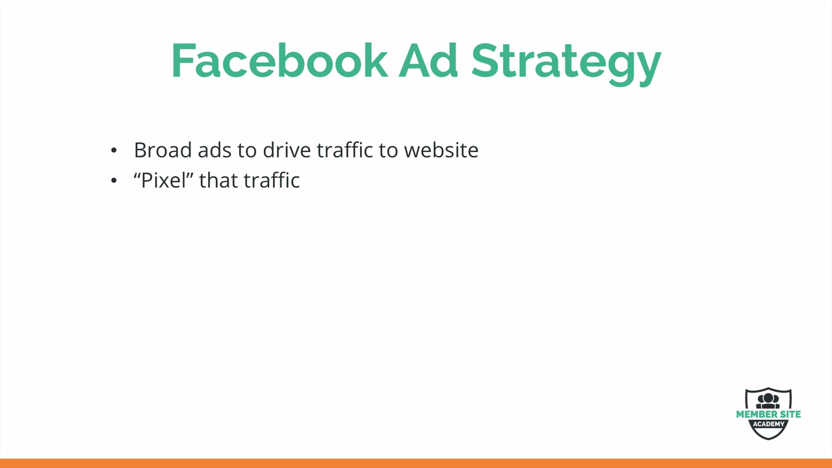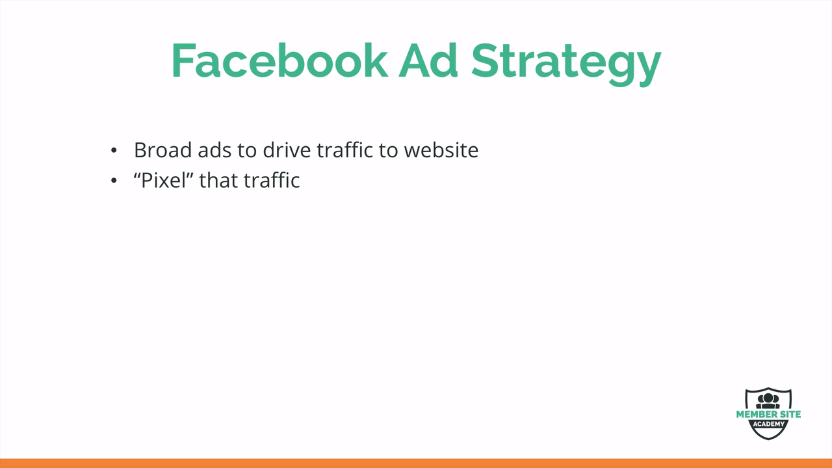then pixel that traffic. Now we're going to be talking about pixels in the next module of this course, but essentially what it means is we get to tag them. We get to mark them as having visited our website, and in doing so we can gather information about what they actually do on our site. So you'll see here why we are using the broad ads just to get people into the website. Obviously, we still want to target those ads. We still want to make sure that they're going out to people who are going to be interested in the subject material, but we're really aiming for a good quantity of people coming into pretty low impact content.